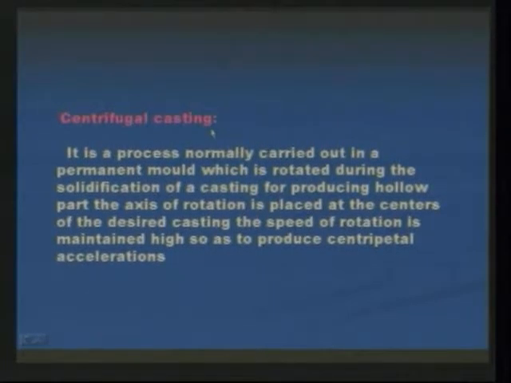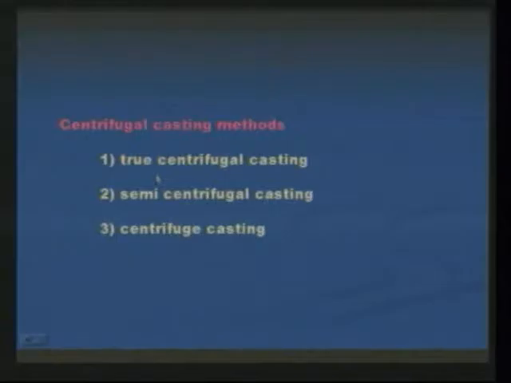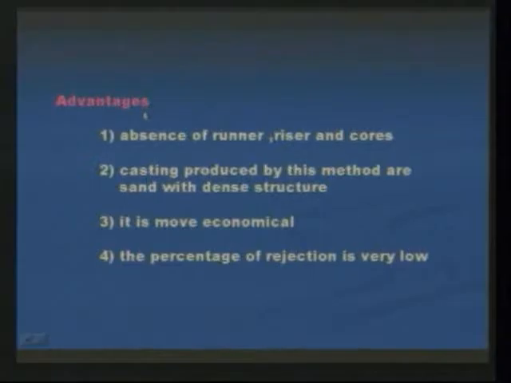And the centrifugal castings. This centrifugal casting is meant for non-metallic types of materials. It is normally carried out in a permanent mold, which is rotated during the solidification process. It produces centrifugal accelerations, so the speed of rotation is maintained high. Centrifugal casting methods are of three types: true centrifugal casting, semi-centrifugal casting, and centrifuge casting. There are some advantages of centrifugal casting. There is an absence of runner, riser, and gates. Castings produced by this method are sound, with a dense structure. It is more economical, and the percentage of rejection is very low.